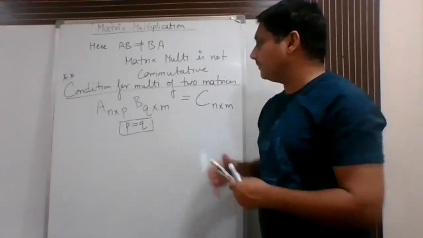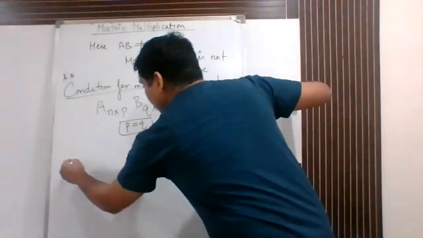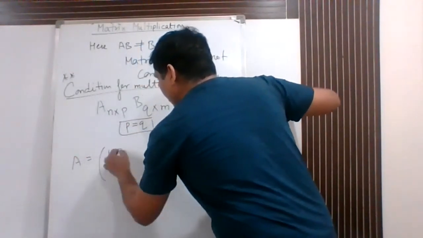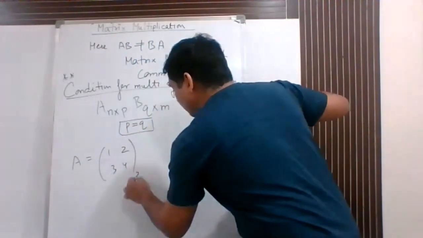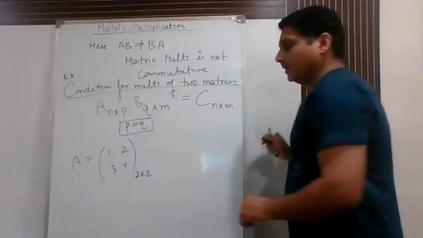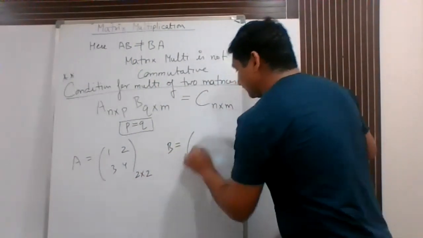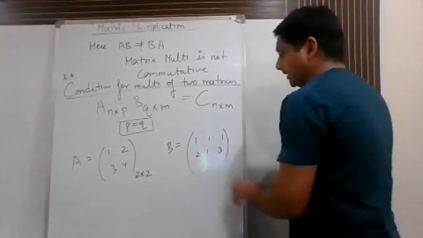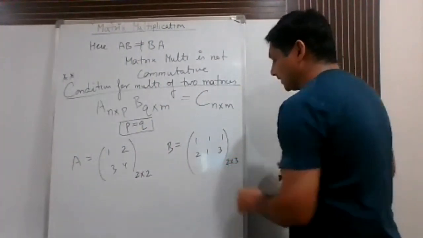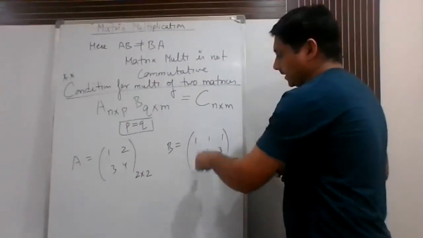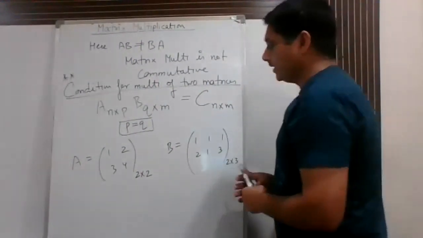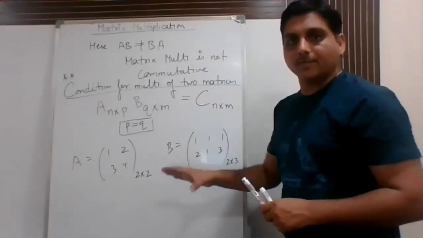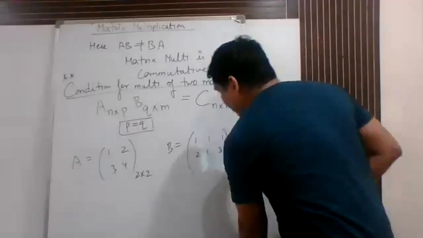Now let me give you example. Suppose A is given as 1, 2, 3, 4. That is its order is 2 cross 2. And suppose B is written as, you can see that its order is 2 cross 3. 2 rows, 3 columns, right? Now here we want to find A cross B and we will also try to find B into A. So let's see what we can find.